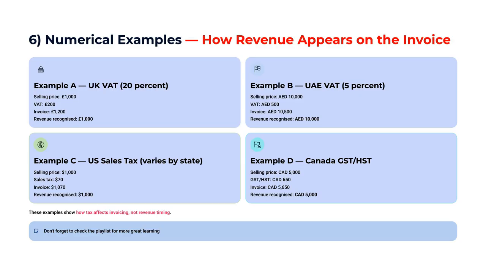Example C: US sales tax, varies by state. Selling price $1,000. Sales tax $70. Invoice $1,070. Revenue recognized $1,000. Example D: Canada GST HST. Selling price CAD 5,000. GST HST CAD 650. Invoice CAD 5,650. Revenue recognized CAD 5,000. These examples show how tax affects invoicing, not revenue timing.